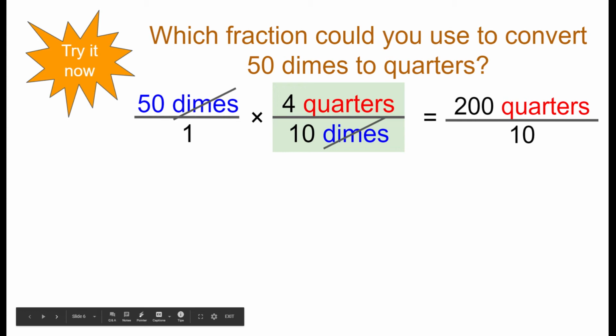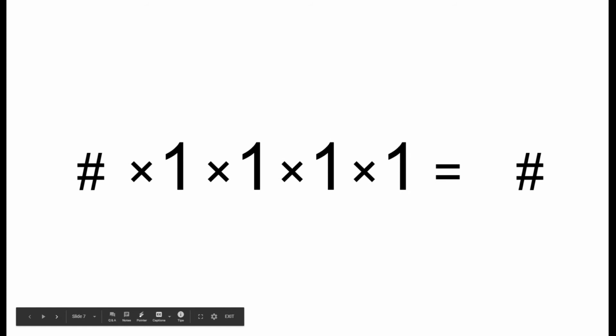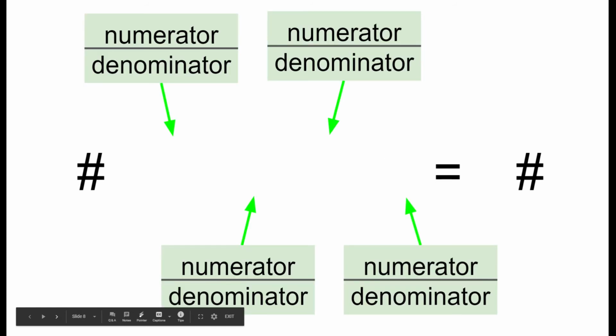Then we multiply across the bottom. 1 times 10 is 10. So multiply across the top, multiply across the bottom, and then we divide because a fraction bar is a division symbol. And we got the answer is 20 quarters. But we can also multiply by 1 as many times as we want to, and we'll still get the same number at the end. So we can do it once, twice, 3 times, 4 times, as many times as we want.